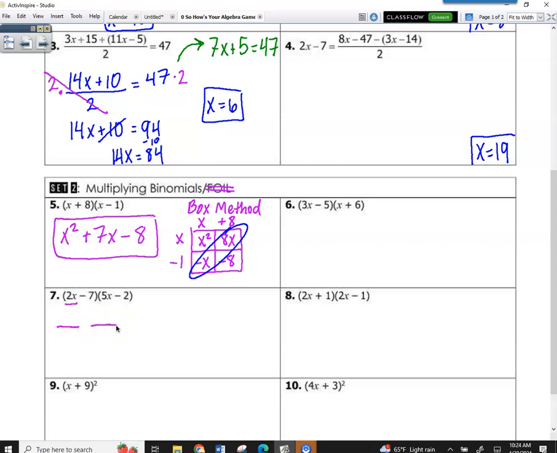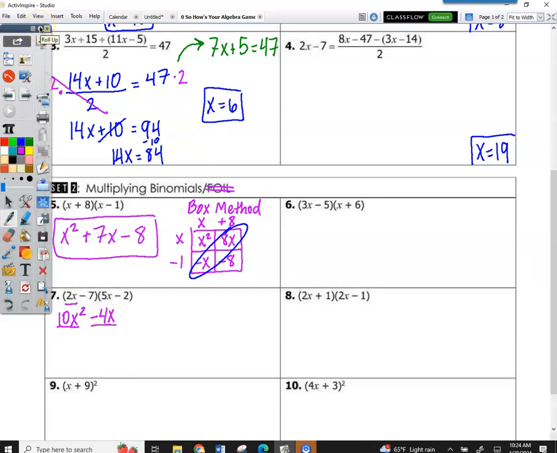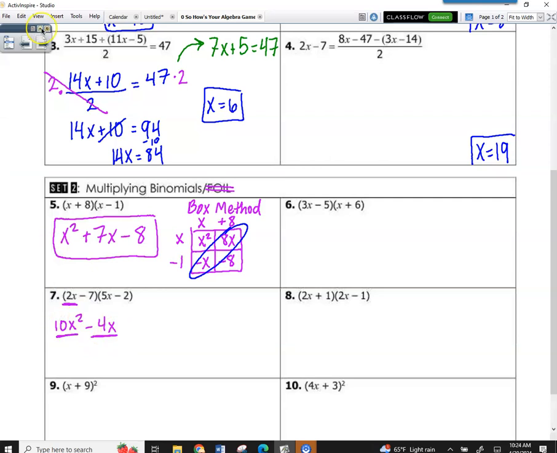All right, so let's write what we get. What's 2x times 5x? 10x squared. Go back. What's 2x times negative 2? Negative 4x. I wrote that too close. Let me move that down a little. All right, we said 10x squared minus 4x. Okay, here we go. So I've taken care of the first term.